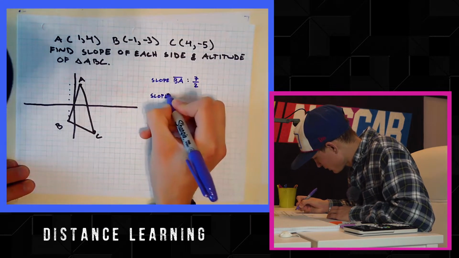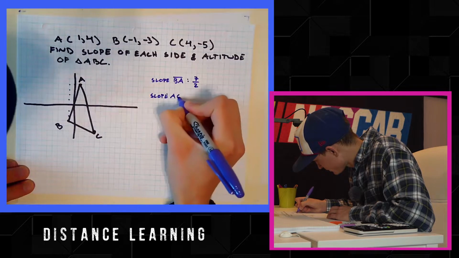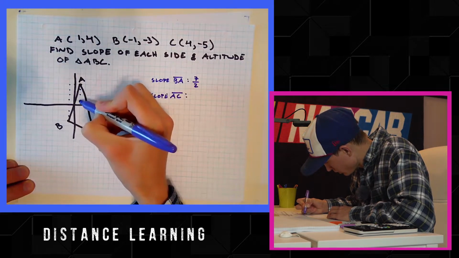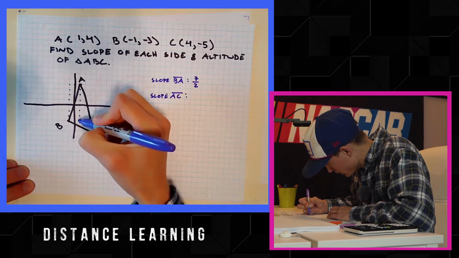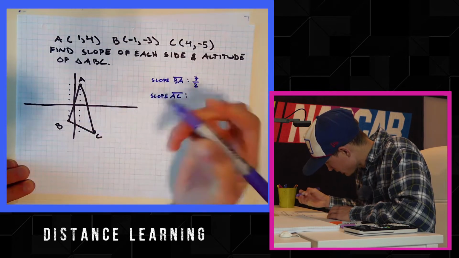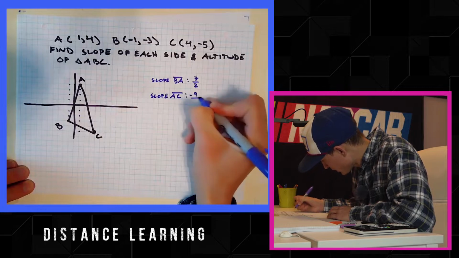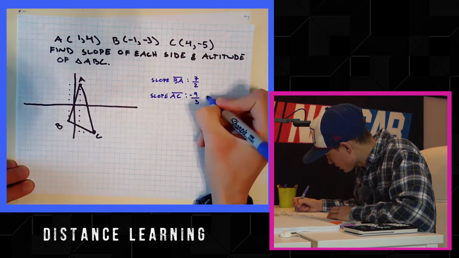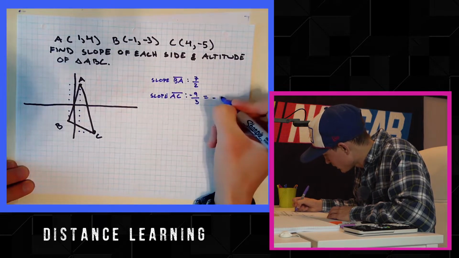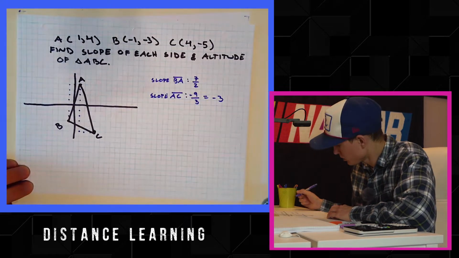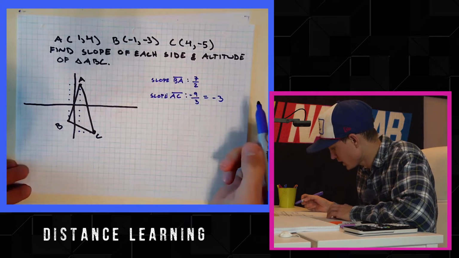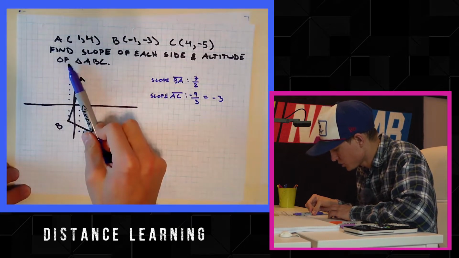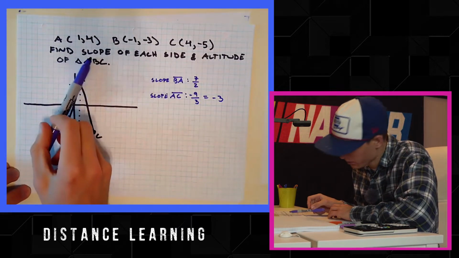Slope from A to C. I go down 1, 2, 3, 4, 5, 6, 7, 8, 9. So I went down 9. And I went over 1, 2, 3. Right, 3. So the slope of that reduces to -3. Please make sure that you reduce your fractions, and please just do a quick check. Make sure, is it supposed to be a negative slope or should it be a positive slope?